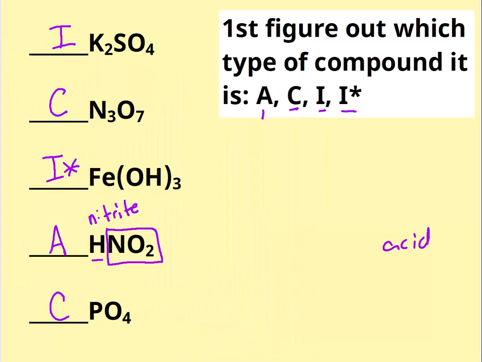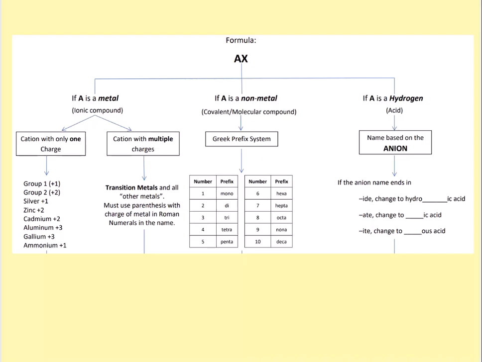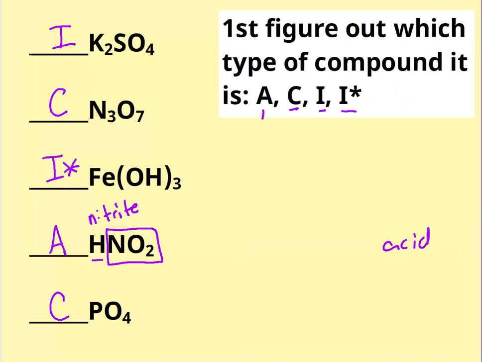So nitrite, according to our rules, ITE is going to go to OUS acid. So we just rewrite nitrite, but instead of putting ITE, we're going to put OUS and then the word acid. So we have nitrous acid.